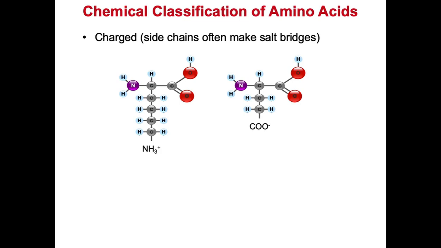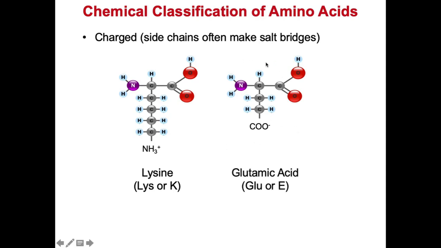So we do have charged amino acids. So these are often used within proteins to make salt bridges. And you can see on the left we have an amino acid called lysine, and the 3-letter code for this is LYS, and the single letter code is K. And this has an amino group as part of its R moiety. On the right we have glutamic acid, again because this has a carboxyl group here, and this is symbolized by the letters GLU or E in the single letter.